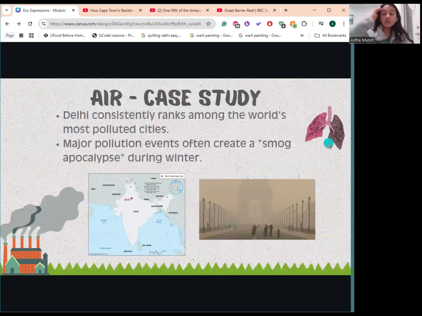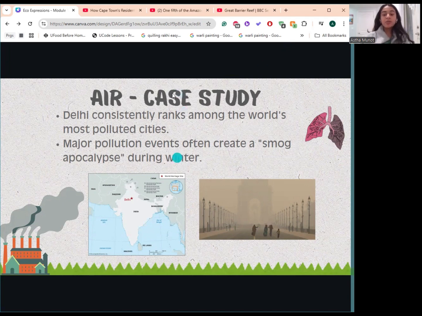I'm sure you remember a few months ago when we had the LA fires, everybody was told to stay inside, and you couldn't go out to play for recess and lunch because the air quality was so bad. That's because of air pollution.